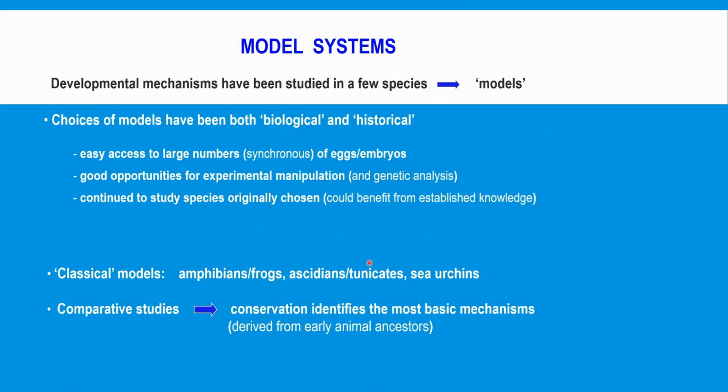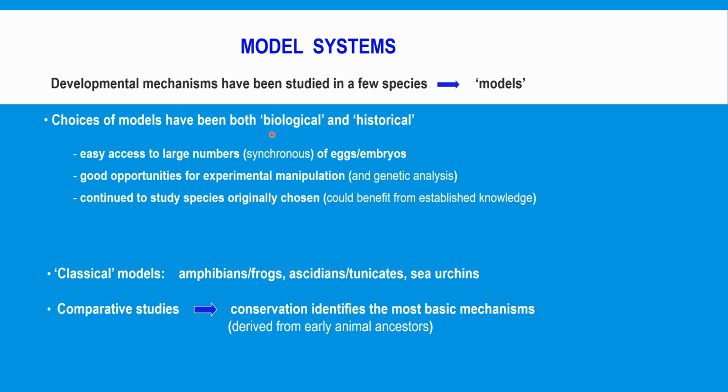So moving away from the historical context of developmental biology, let's have a look at some of the model systems, and let's talk about model systems. Developmental mechanisms have been studied in a few species, and these well-characterized species then become models for studying developmental biology. The choice of models, of organisms to study, has been both biological and historical.